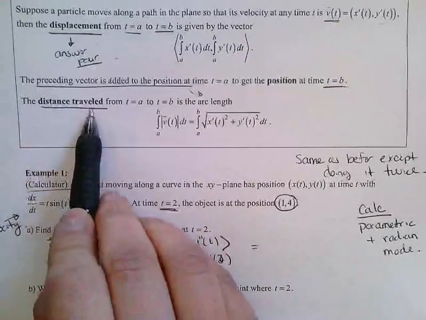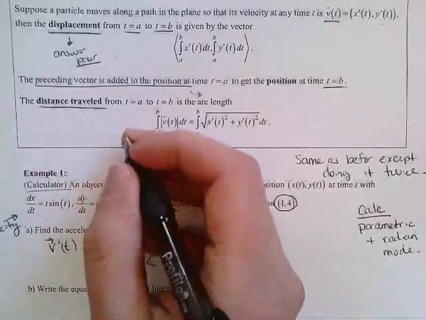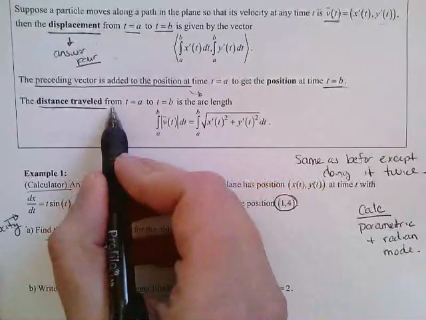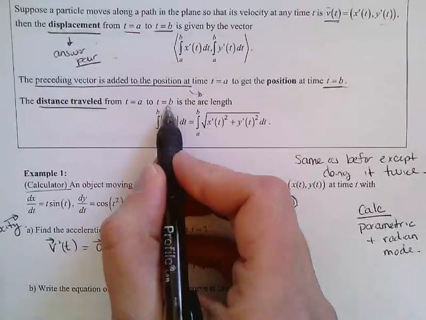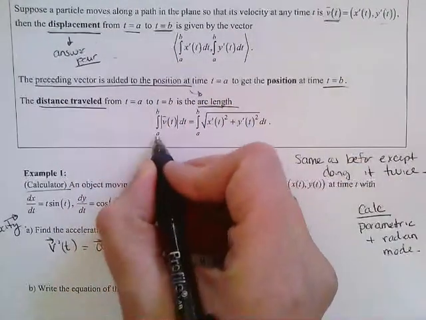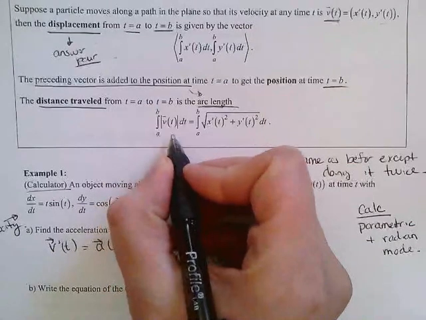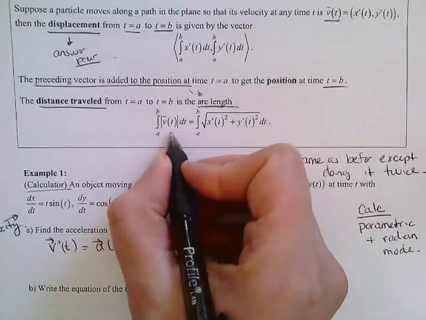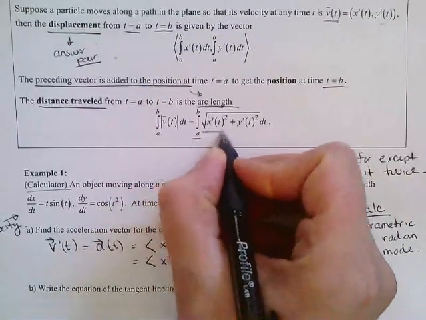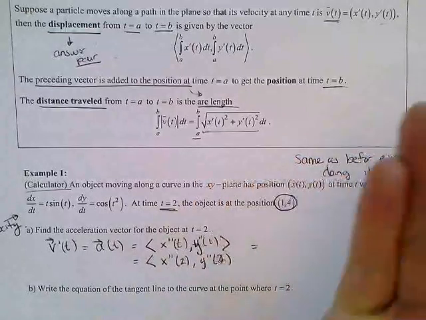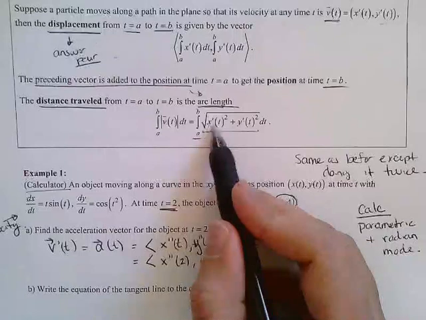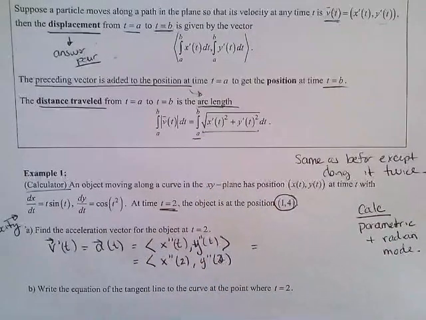And then the distance traveled, from t equals a to t equals b, is the arc length. And you integrate the speed of that vector. And the way that you get the answer is you use the arc length equation, okay? Using the velocity of x and the velocity of y, square them both.